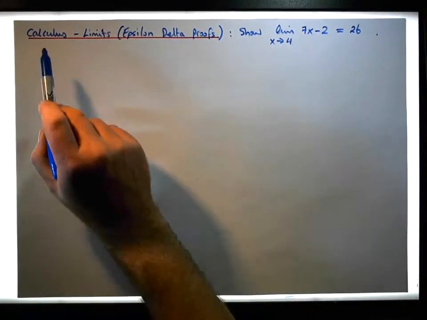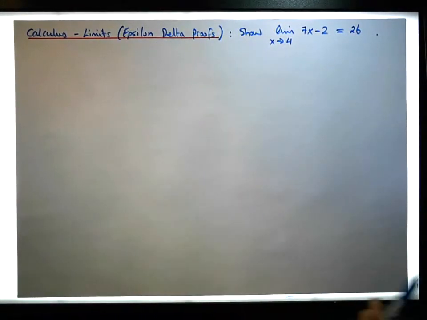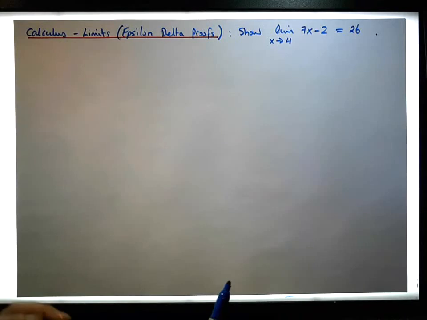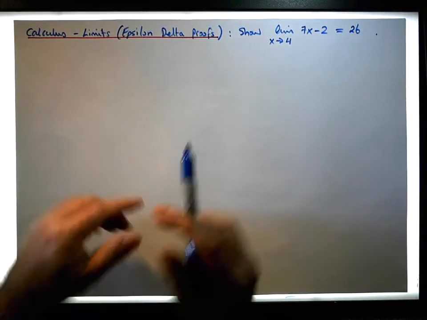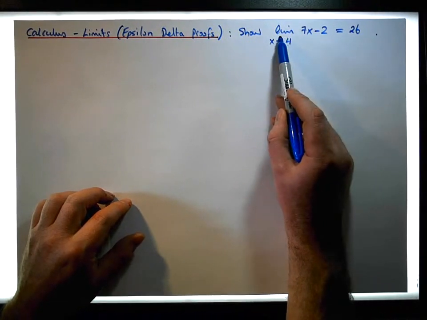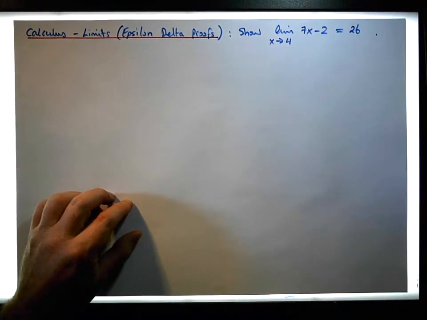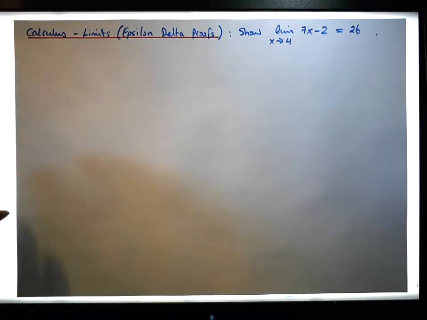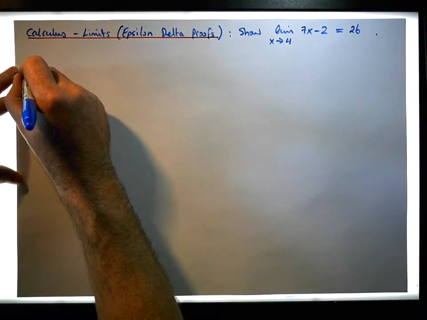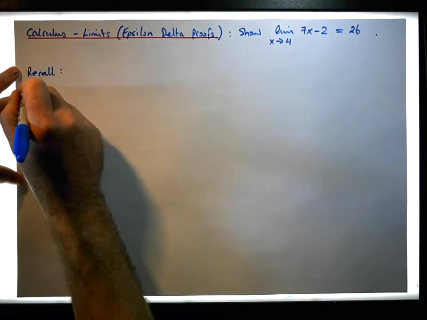Another video in our series of videos dealing with calculus and limits, and specifically epsilon delta proofs. We'd like to use the epsilon delta definition of a limit to show that the limit of this linear function, the limit of 7x minus 2 as x tends to 4, is in fact equal to 26. But before we get there, let's just recall the definition of a limit.